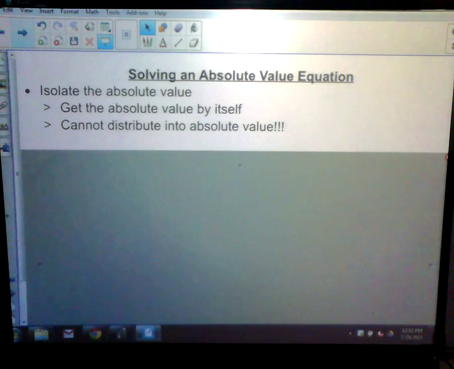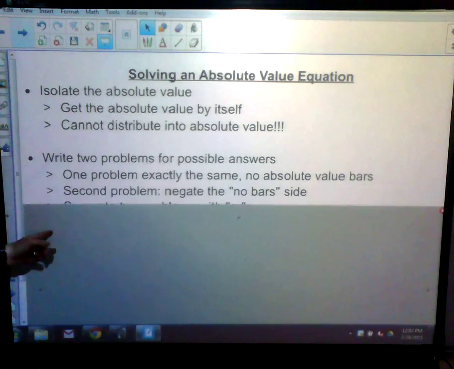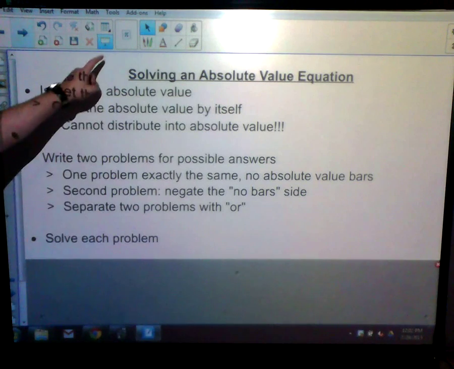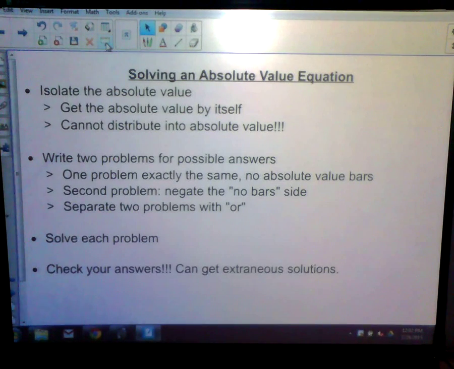So how do I do this? Isolate the absolute value. We're going to get the absolute value by itself, and we cannot distribute into an absolute value. Write two problems for possible answers. One is the same with no bars. The second problem, we negate the no bar side, or we put a negative with it, and we separate the two problems with or. Solve each problem, and then check your answers, because like we said, sometimes you get two, sometimes you get one, and sometimes you get no answers that work.